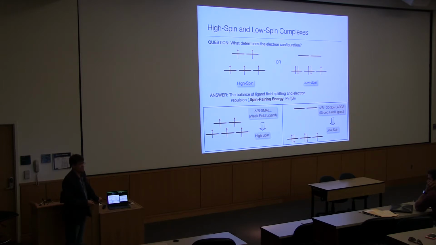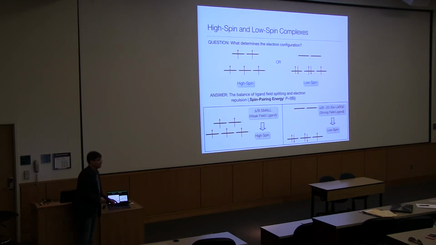And both of these things are known, and it depends on the splitting 10Dq which configuration is more favorable. Then, of course, that leads us back to the spectrochemical series. If we have ligands on the left of the spectrochemical series, we will form high-spin complexes, and if we have ligands to the right of the spectrochemical series, we will form low-spin complexes. So it's a ratio of delta over B. If delta over B is small, we have a weak field ligand and a high-spin ground state. If delta over B is large, and large means 20 to 30, then we have a strong field ligand and we have a low-spin ground state.